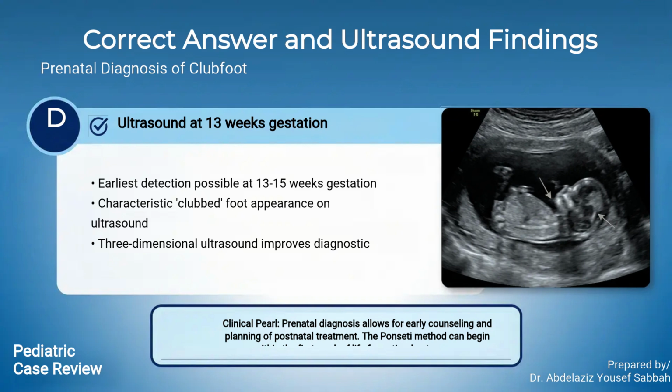For important points, define prenatal diagnosis of clubfoot. The earliest detection is possible at 13 to 15 weeks gestation, when the characteristic clubbed foot appearance becomes visible on ultrasound. Three-dimensional ultrasound improves diagnostic accuracy and allows better characterization of the deformity. Associated structural anomalies should always be systematically evaluated, as clubfoot can occur in the context of neuromuscular conditions, genetic syndromes, or other malformations. The clinical pearl that transforms outcomes.